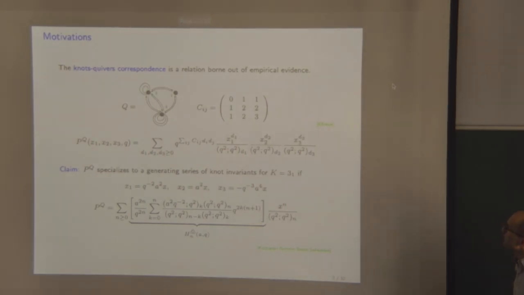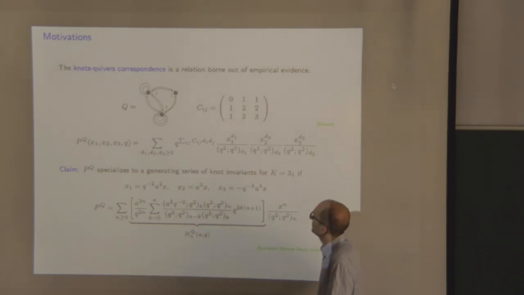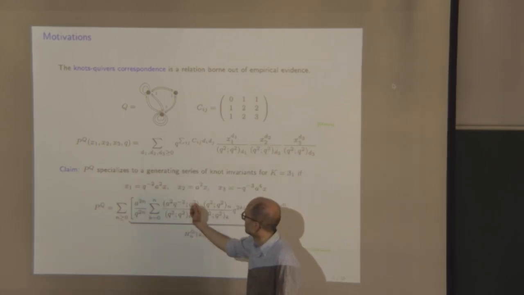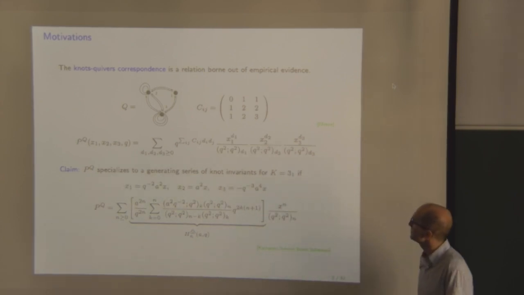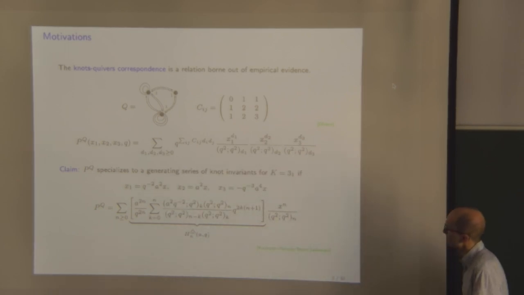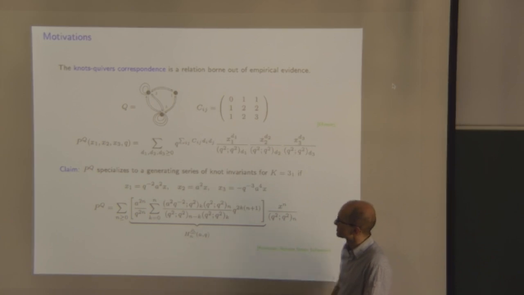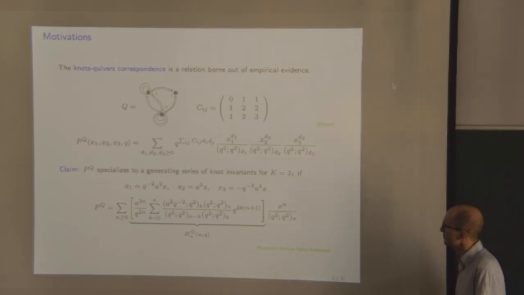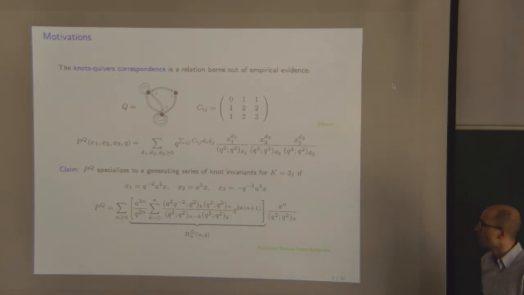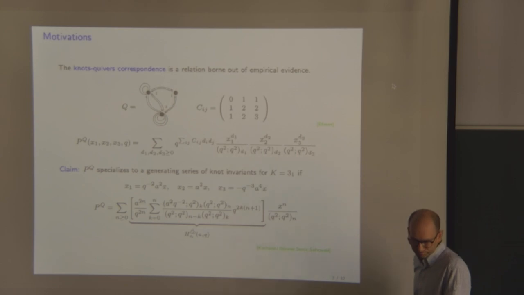So the knot-quiver correspondence is the observation that sometimes you take such a quiver and you take its partition function, and if you specialize the formal variables as certain powers of a, q, and x, then after you reorganize the series as powers of x, the coefficients turn out to be knot invariants. For that quiver, the knot invariants are the reduced HOMFLY-PT polynomials of the trefoil knot, colored by symmetric partitions.